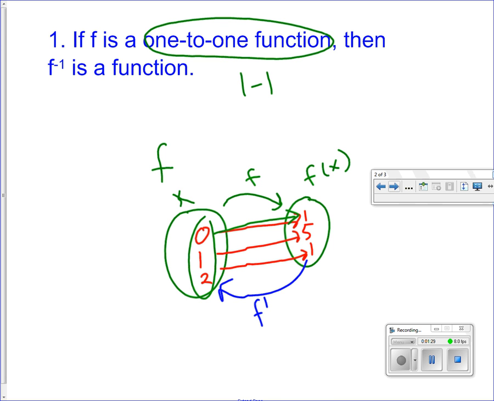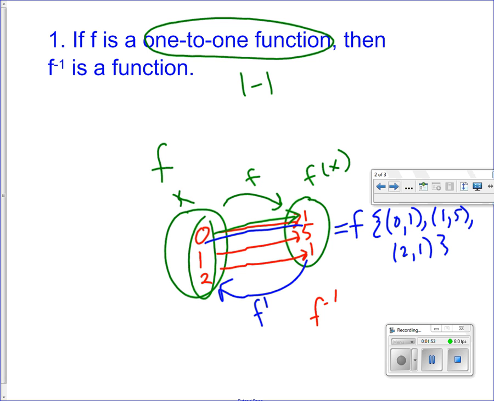So one of the things you're going to have to do is, instead of a mapping, you'll see this as a list. It'll say the function f is defined as the points (0, 1), (1, 5) and (2, 1). So the function just has 3 points, and that's fine. If I were to graph them, it would pass the vertical line test. So the inverse is going to go the other way.